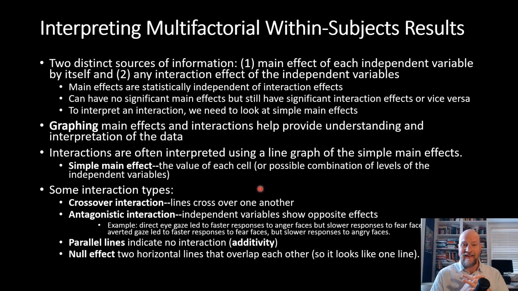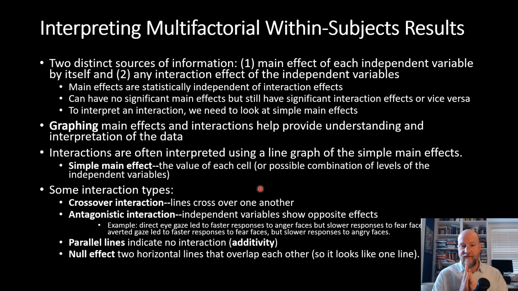There's also what's called an antagonistic interaction, which is where the independent variables can show opposite effects from one another. Strangely enough, they can kind of cancel out, so there's no interaction in a certain sense, but they can be affecting the dependent variable in opposite ways. As we said, in this case, there was an antagonistic interaction: direct eye gaze led to faster responses to anger faces, but slower responses to fear faces. Averted gaze led to faster responses to fear faces, but slower responses to angry faces. So, exact opposite interaction in that sense.